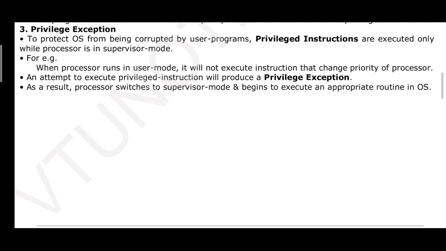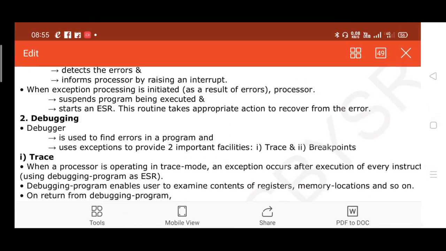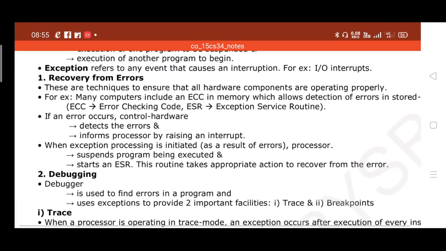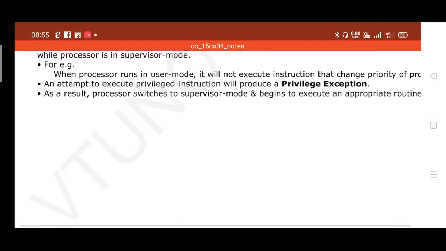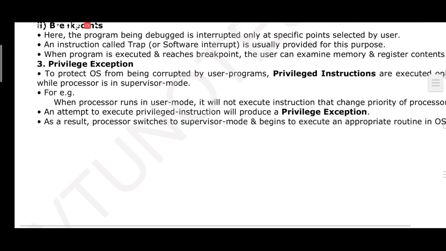An attempt to execute a privileged instruction will produce a signal, which is called a privileged exception. So that is all about exceptions. Another small topic: there are mainly three types of exceptions you can find. One is recovery from error, the second is debugging, and the third is privileged exception.